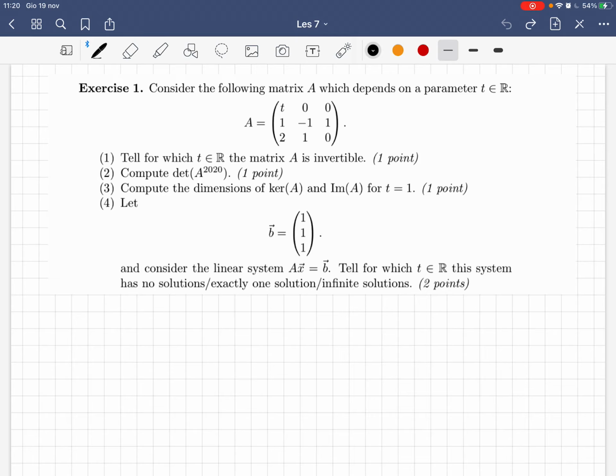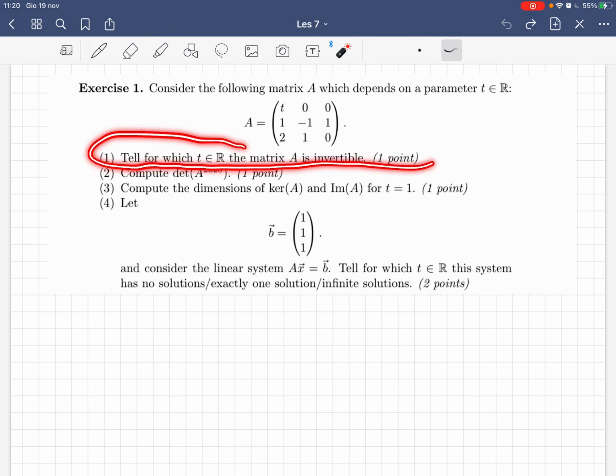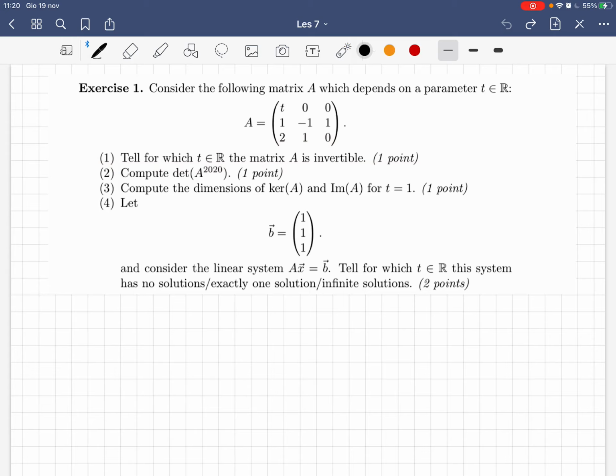So we have a matrix, and it depends on a parameter. You see here this parameter. The first question asks for which values of the parameter this is invertible. Now the goal is to use determinants here, so let's recall just a few practical things about determinants.